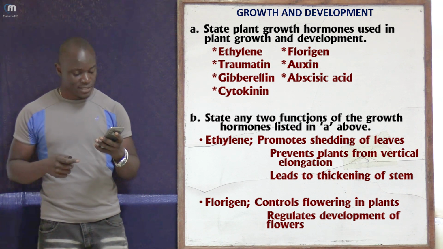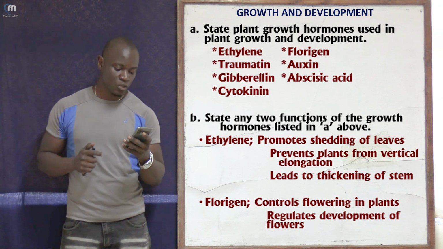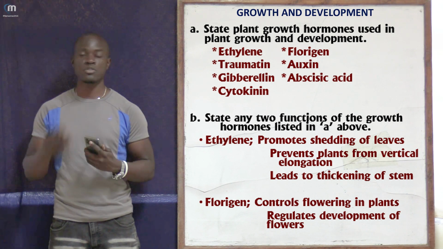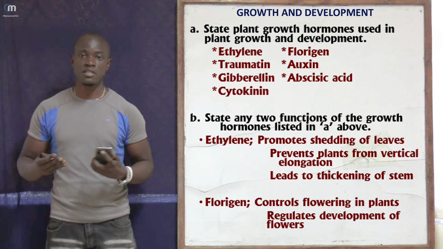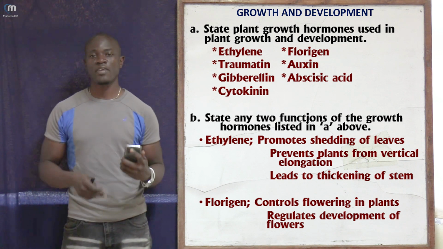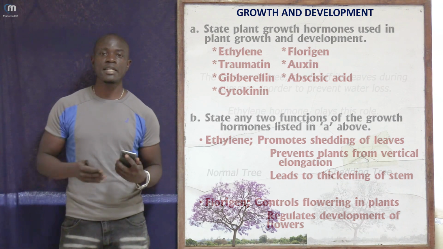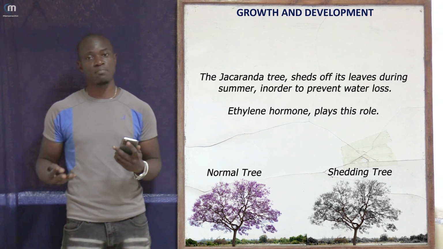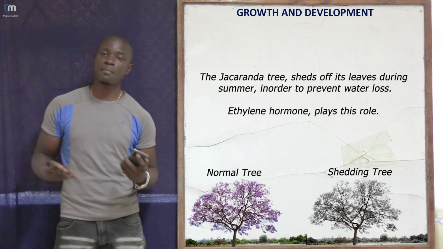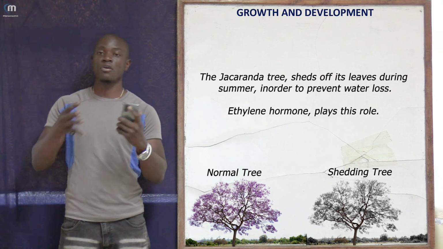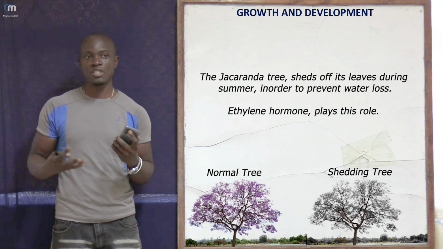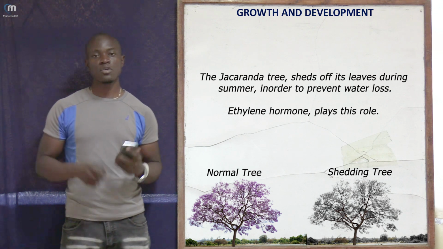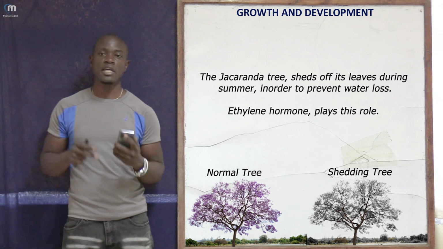The follow-up question is asking, state any two functions of the growth hormones listed in A above. So the functions of each of these hormones. For instance, we have ethylene, which leads to the shedding of leaves. For example, the jacaranda tree sheds its leaves during summer, and when we approach the rainy season, the leaves begin to grow back. So the ethylene hormone leads to the shedding of leaves.